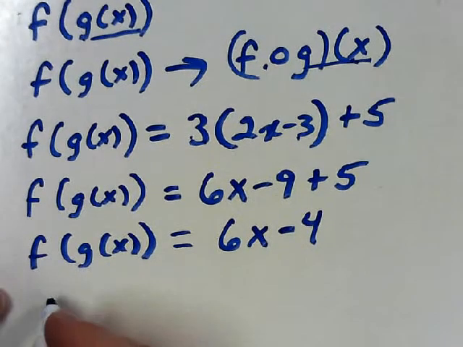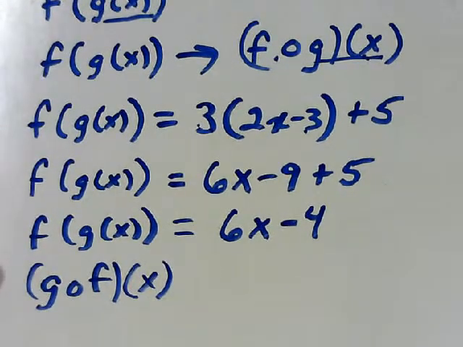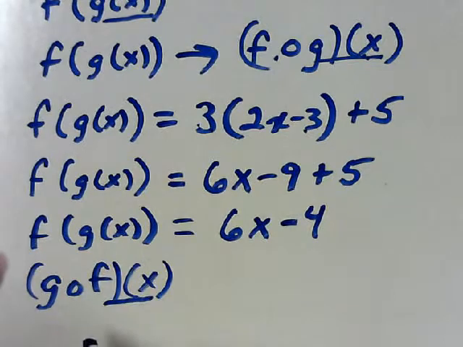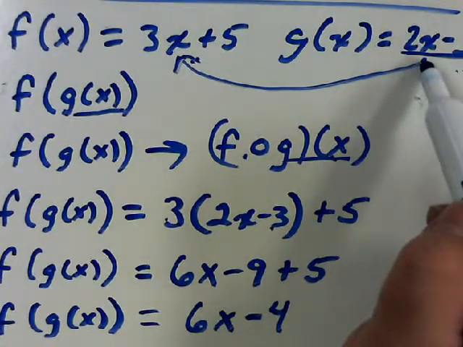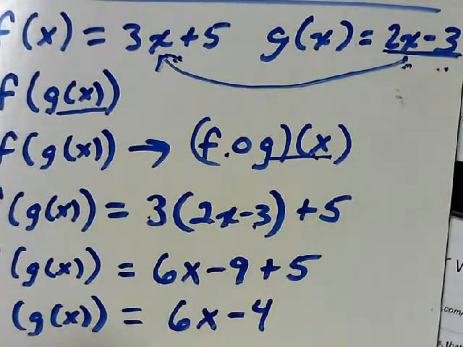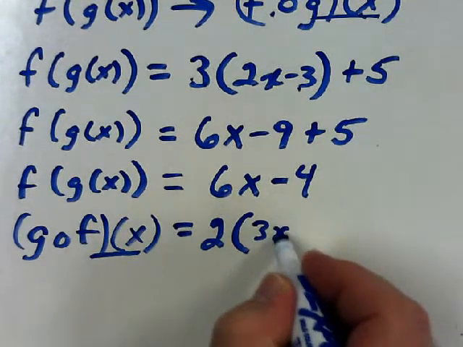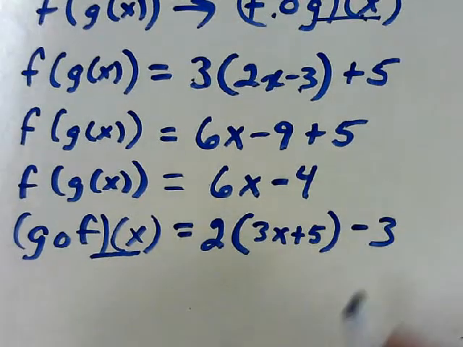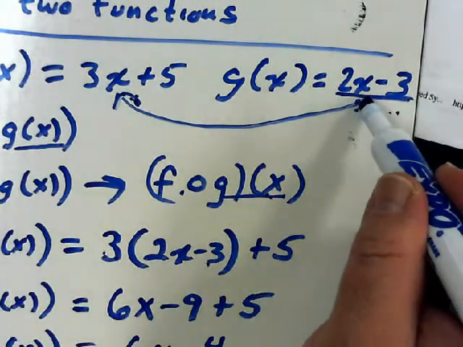Okay. What if I changed it a little bit and said this function, g of f of x? She said take all of this function of f of x, which is the 3x plus the 5, and put it into wherever I see an x in the g function. So I'm just kind of doing the opposite, right? So if I did that, I would have 2 parentheses, 3x plus 5, parentheses, minus 3. I took the f of x function and replaced every x in the g function, right?